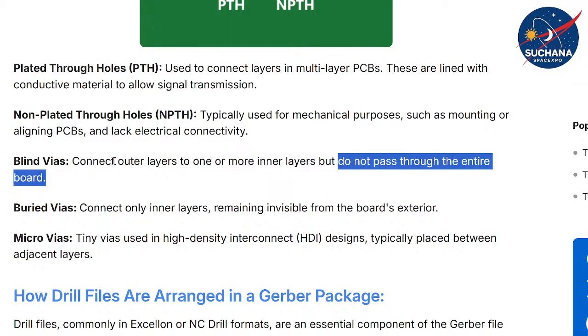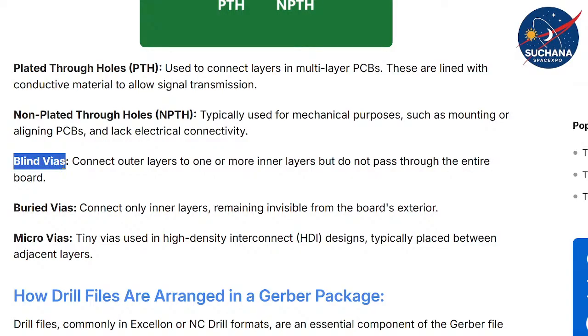So in a multi-layered PCB, if you want to pass some connections from the upper layer to the bottom layer, or maybe from one layer to another layer, then you will take the help of blind vias. These blind vias do not pass through the entire PCB. It passes through specific layers, wherever there's a requirement for it.